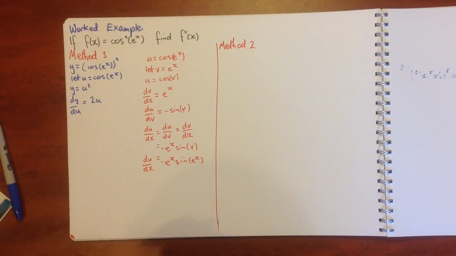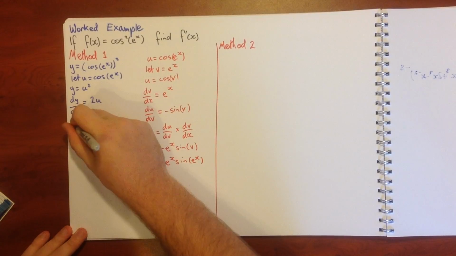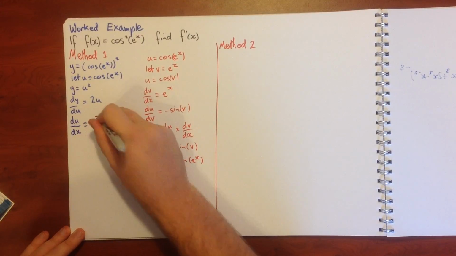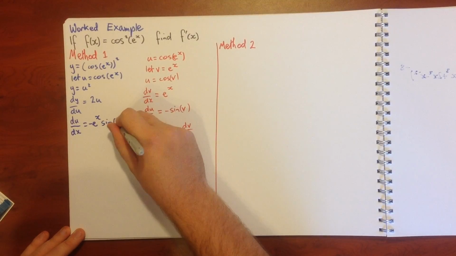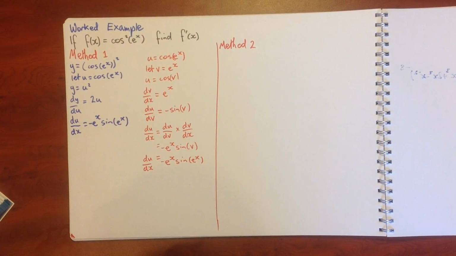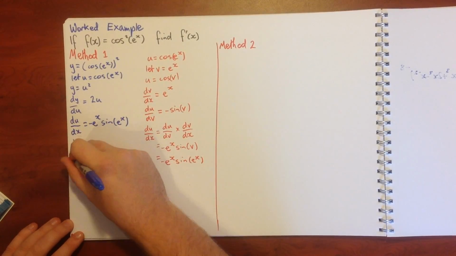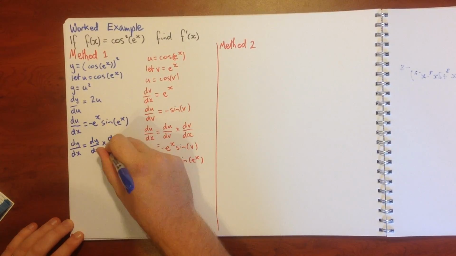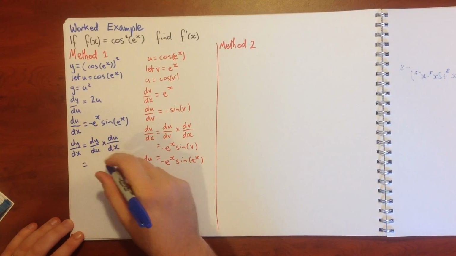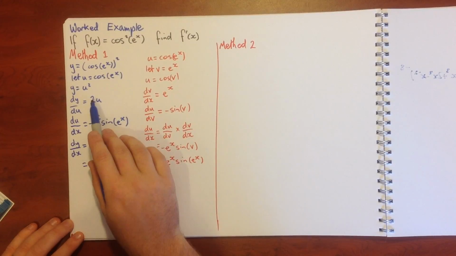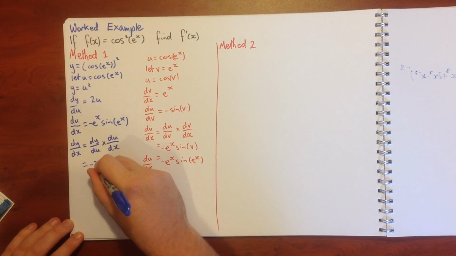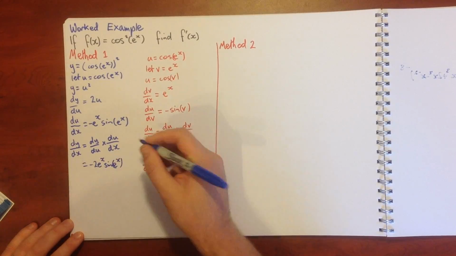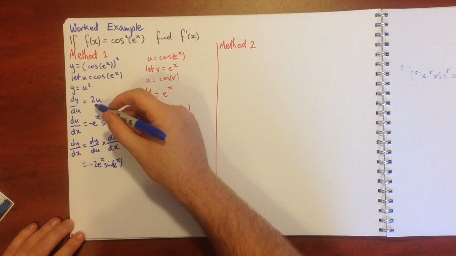Okay, so now we've got our du dx as well. So I'll just put that over here in our blue, du dx equals our minus e to the x sine of e to the x. Now we can put everything together, because again, dy dx equals dy du times du dx. So our dy du is our 2u, and our du dx is all this, so I'm going to bring my 2 from up here into here and say we've got negative 2e to the x sine e to the x, times our u left over.